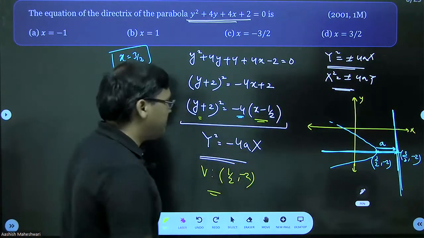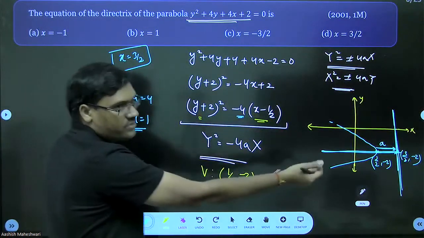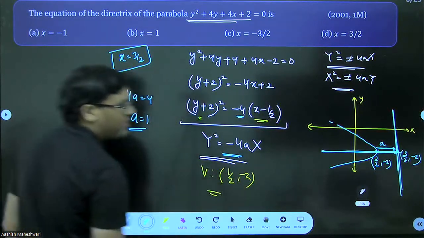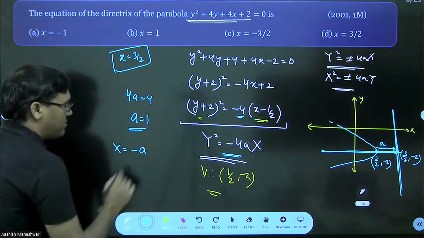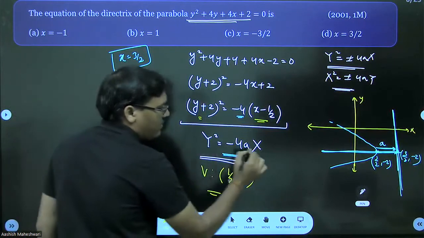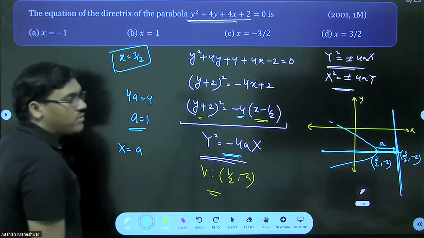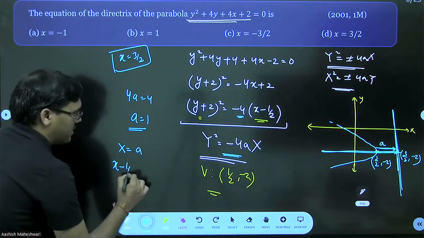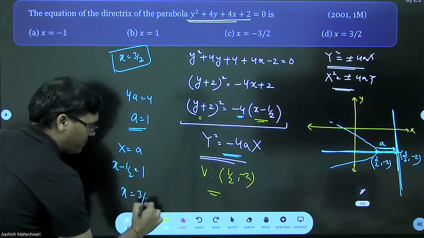Otherwise, what you can do is you can say here, this is directly by using the diagram. Otherwise, what you can do is, what is the directrix of this parabola? We know for this type of parabola, y square equal to minus 4ax, the directrix is x is equal to a. Now what is x? X is equal to x minus 1 by 2. So x minus 1 by 2 is equal to what is a? 1. So what is the answer? X is equal to 3 by 2.